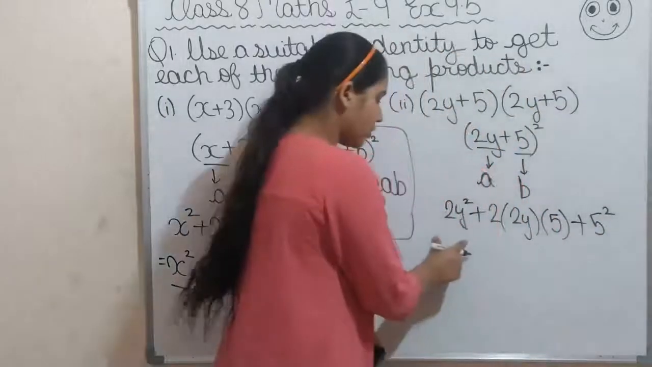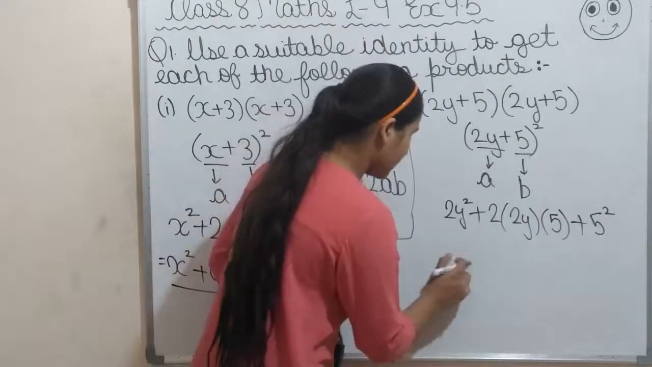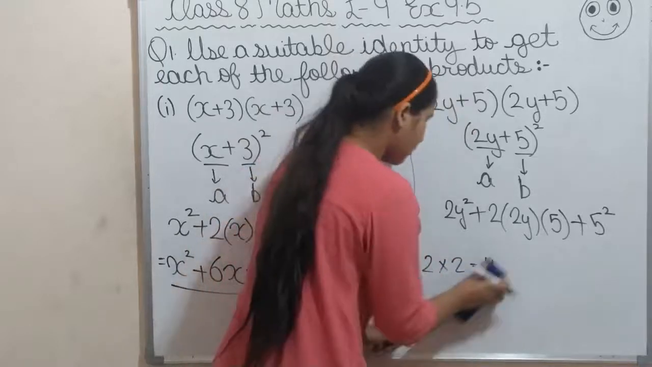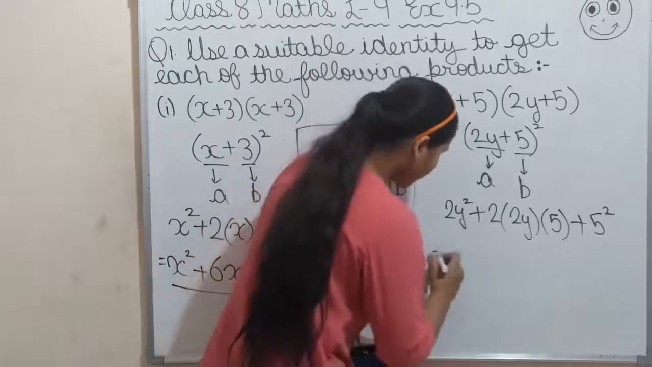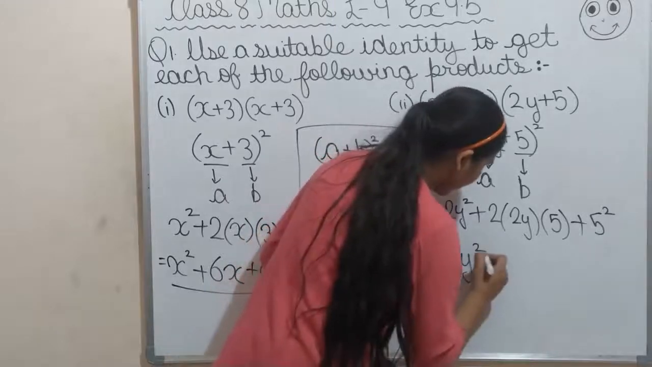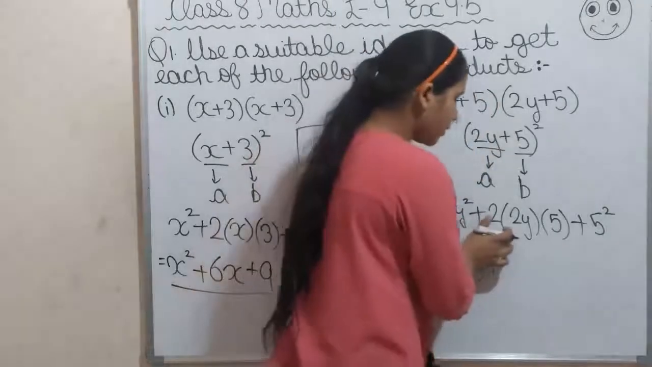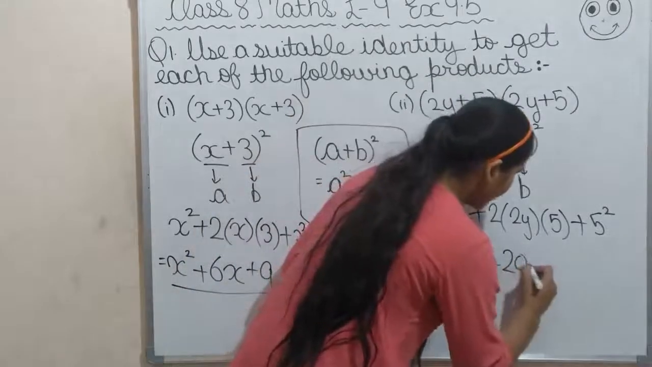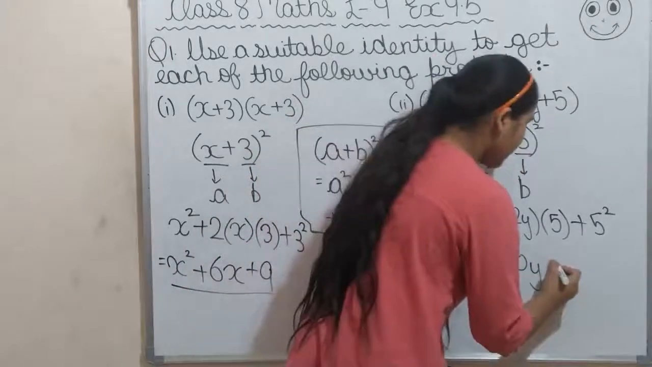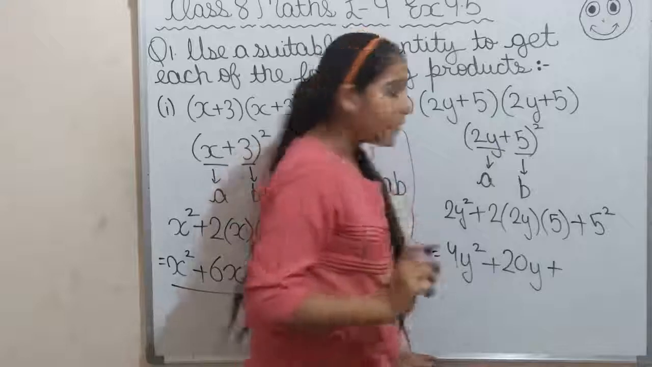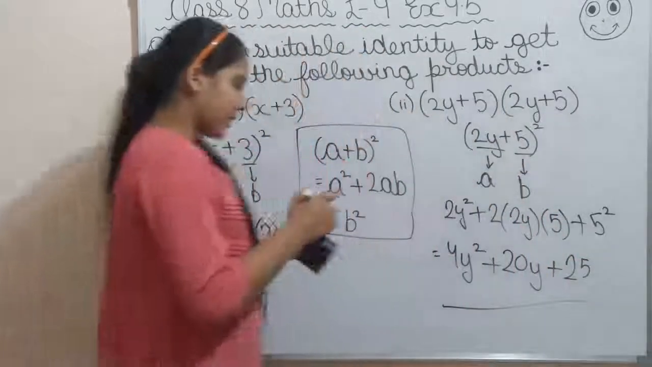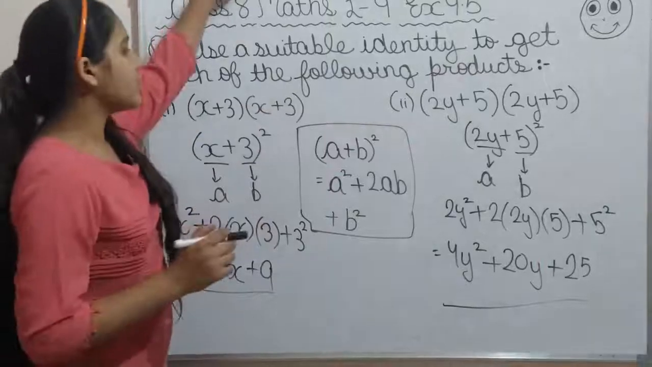So (2y) square, 2 into 2 is simply 4, so we can write it as 4y square, plus as it is, 2 into 2 is 4, 4 into 5 is 20 and y as it is, 20 into y means 20y, and plus 5 square means 5 into 5 is 25. So this is the final expression of the second one. So we have done the first and second one.